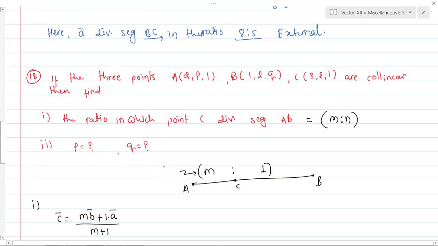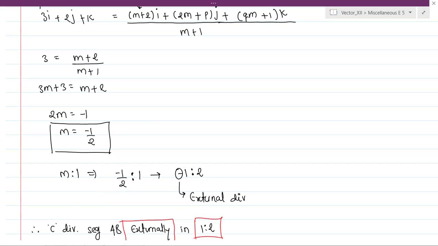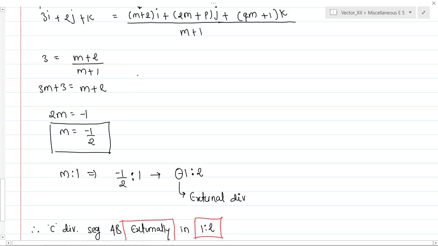Now let's see the second question. The second question says find the value of p and q. It's very simple. Once you get the value of m, we can easily find the value of p and q. If I compare these j coefficients, 2 is equal to the j coefficient on the RHS, so 2 = (2m+p)/(m+1). Cross multiplication gives 2m + 2 = 2m + p. Here we have two same quantities on both sides, so we can directly cancel out. So p is equal to 2. This is the answer for the value of p.